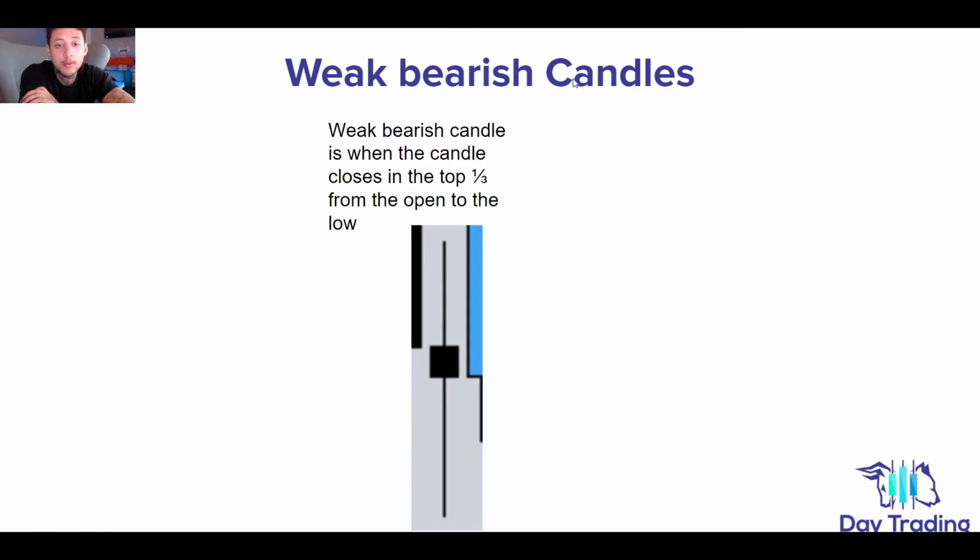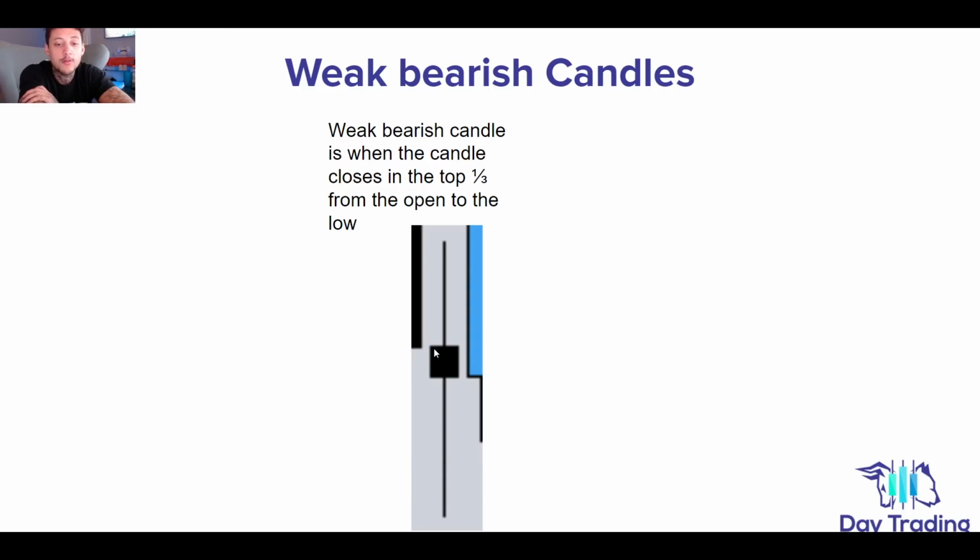Now, a weak bearish candlestick is pretty much the same thing, just vice versa. A weak bearish candle is when the candle closes within the top third from the open to the low. So again, we're always going to open around the same price, but the difference when we're measuring a bearish candlestick is we're measuring the low, compared to the bullish candlestick, where we're measuring the high.